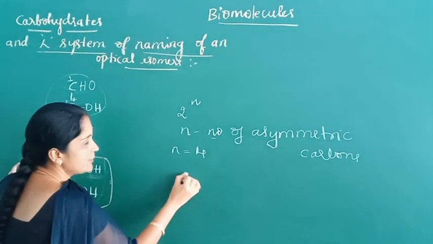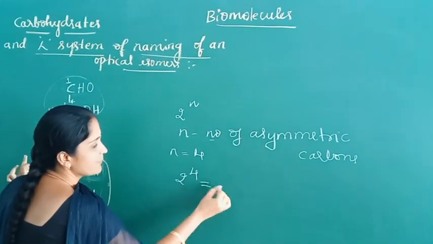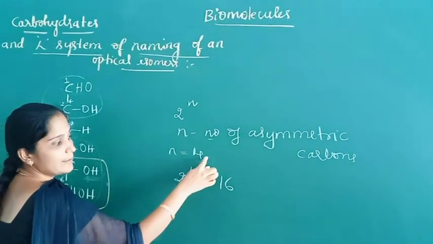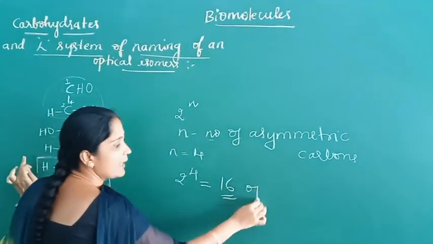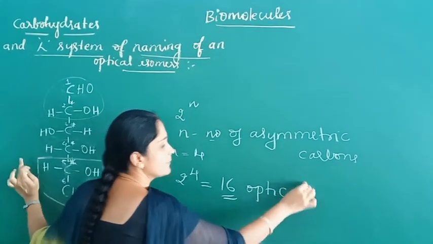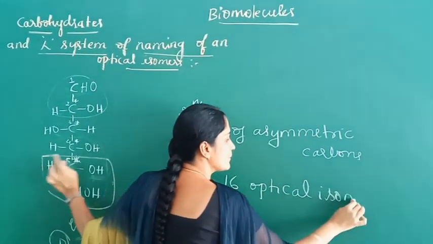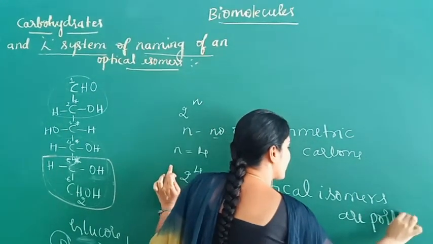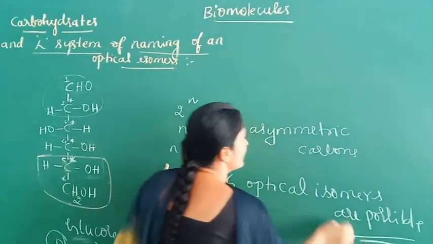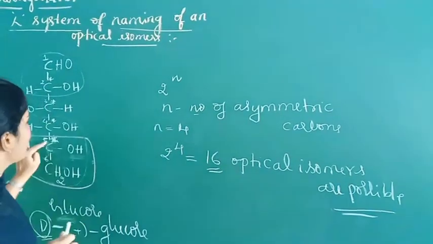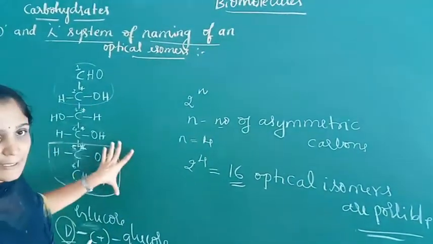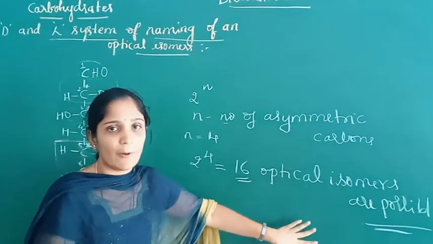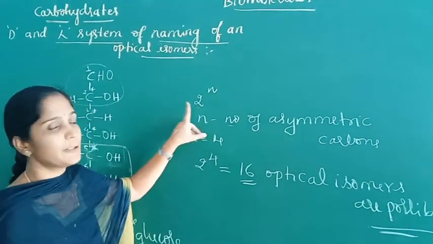So we get 2 to the power of 4 equals 16; 2 to the 4, 4 to the 8, 8 to the 16. So 16 optical isomers are possible. By knowing the number of asymmetric carbon atoms present in a molecule, we can calculate the number of optical isomers possible by using the formula 2 to the power of n.